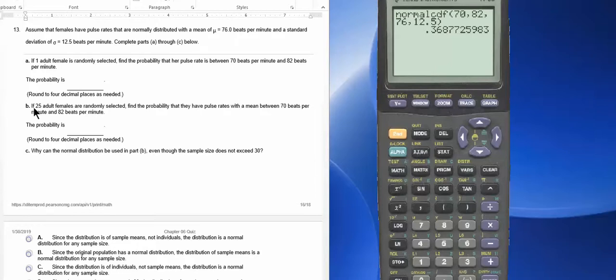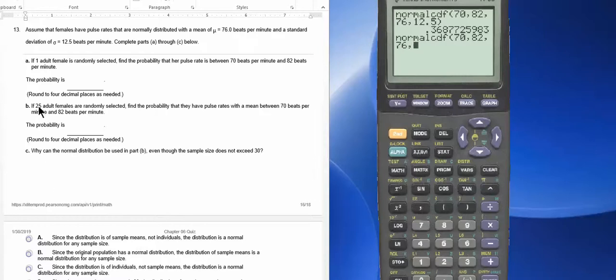But now look at how part B is written. If 25 adult females are randomly selected, find the probability that they have a pulse rate with a mean between 70 and 82. They meaning all 25 adults. This is not the same problem as A. So I'm going to go back to my formula. I'm going to choose normal CDF. I'm going to put in my 70, just like I did before, my 82, just like I did before, my mean of 76, just like I did before, and here's where the difference comes.